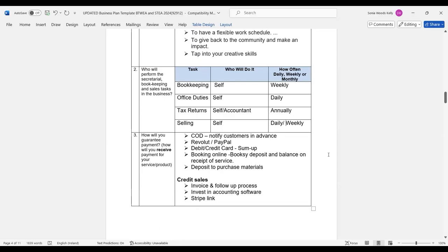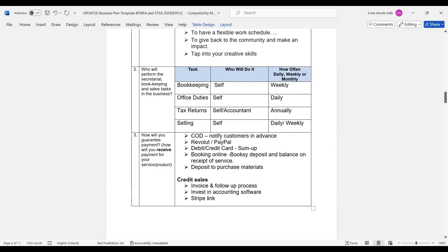The third section under this area is the whole area of receiving payment for your goods and services. How are you going to make it as easy as possible for your customer to pay you? Because it's really vital for a business that you are getting paid by your customers in a timely manner. Because if you're not getting paid, you're not going to be able to pay your suppliers or even draw any money out of the business for your own personal use.